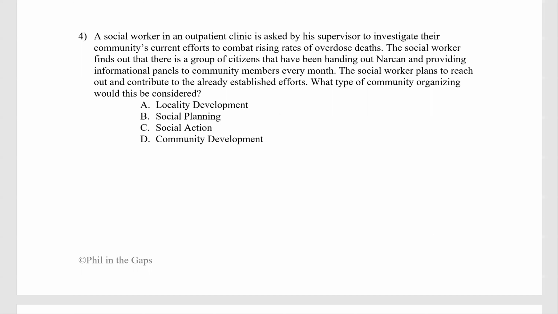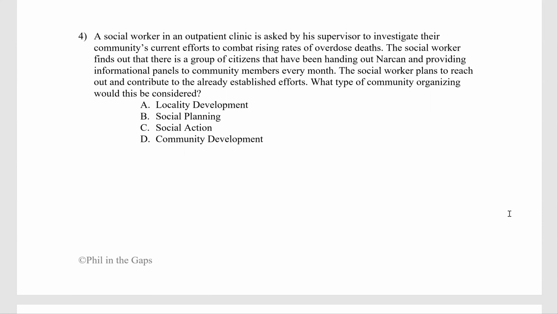Question 4. A social worker in an outpatient clinic is asked by a supervisor to investigate their community's current efforts to combat rising rates of overdose deaths. The social worker finds out that there is a group of citizens that have been handing out Narcan and providing informational panels to community members every month. The social worker plans to reach out and contribute to the already established efforts. What type of community organizing would this be considered?